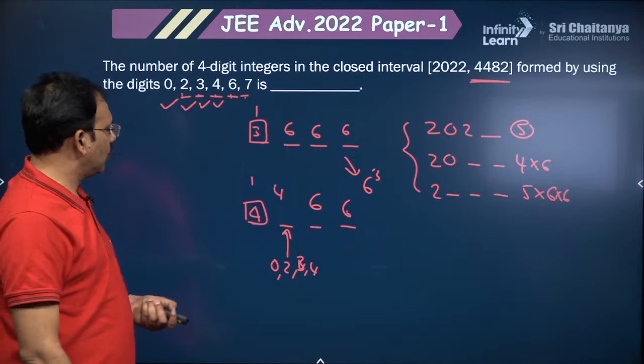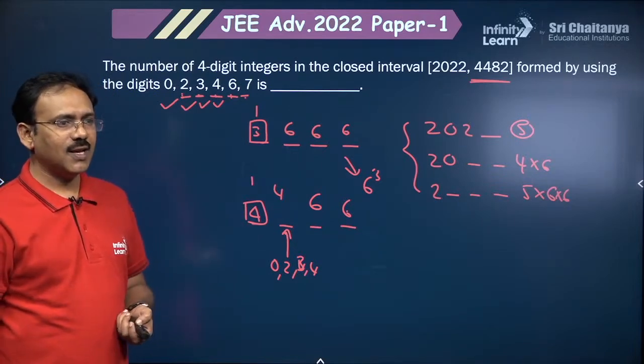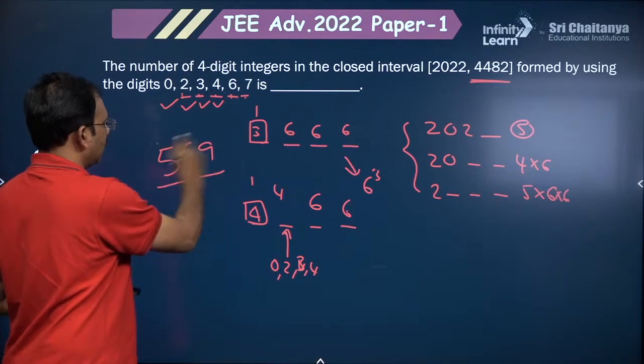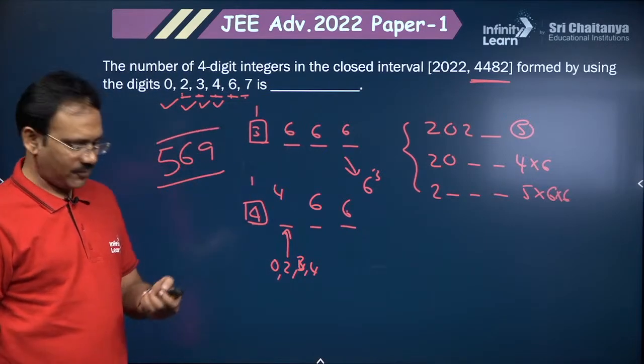Okay. So with these digits you sum all the cases, and you are going to get the answer around 569, right. So this is the answer, friends.